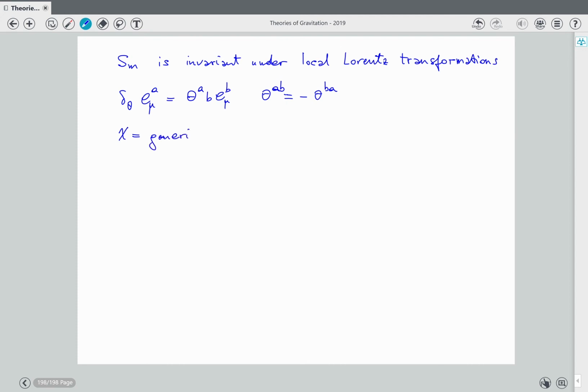Every other field will have a certain transformation, matter field, let's say. Fermion, scalars, delta chi will be equal to something. Let me write it like this. It will be linear in theta^{AB}, and whatever it is, this coefficient A will depend on the fields themselves. Normally, it is very simple. It's linear in the fields also, but we don't really care.